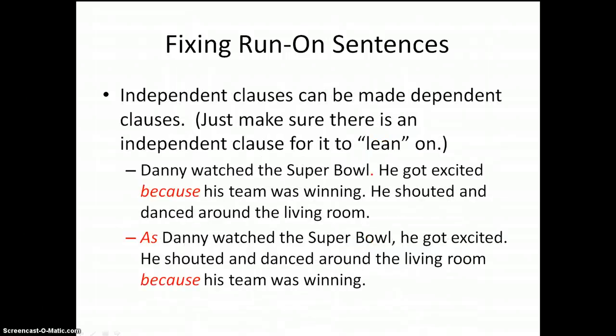Independent clauses can also be made into dependent clauses. Just make sure you connect it with that independent clause for it to lean on. So, Danny watched the Super Bowl. Period. He got excited because his team was winning. Period. He shouted and danced around the room. Again, we can even write it differently: As Danny watched the Super Bowl, comma, he got excited. He shouted and danced around the living room because his team was winning. Notice that in the first sentence, the dependent clause is before the independent clause, and in the second sentence, the dependent clause follows the independent clause.